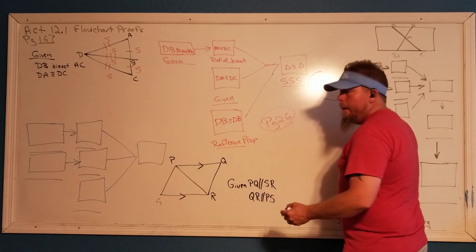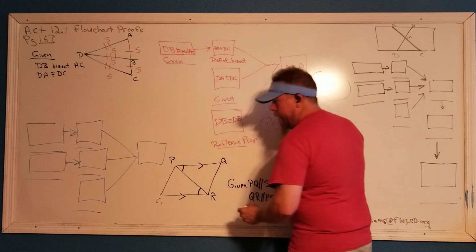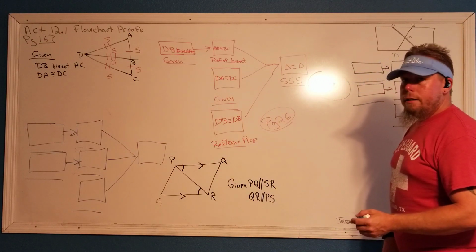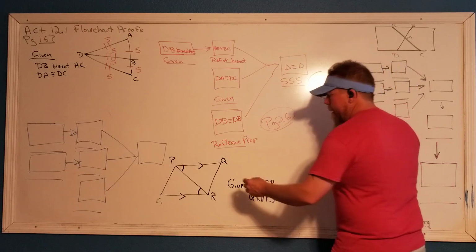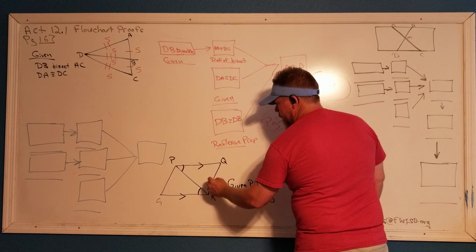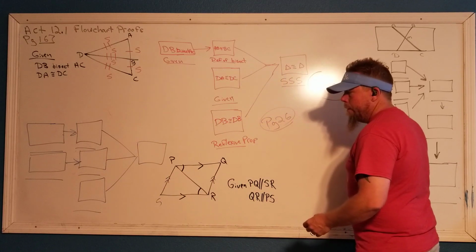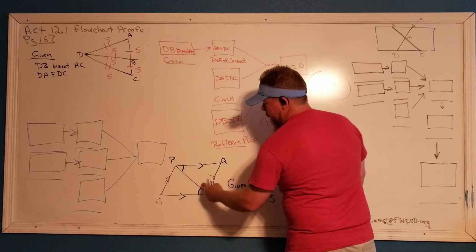Why do we care? That tells us that the alternate interior angles, right here and right here, are equal to each other, okay? What else do we have? Well, we're given that QR equals PS. So same idea, this side is parallel to this side, and we kind of draw the matching arrows. Why do we care about that? That tells us that these alternate interior angles are equal.